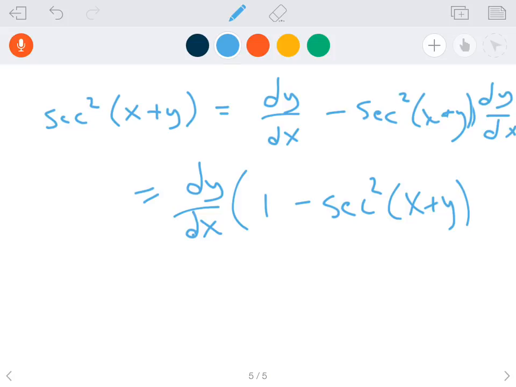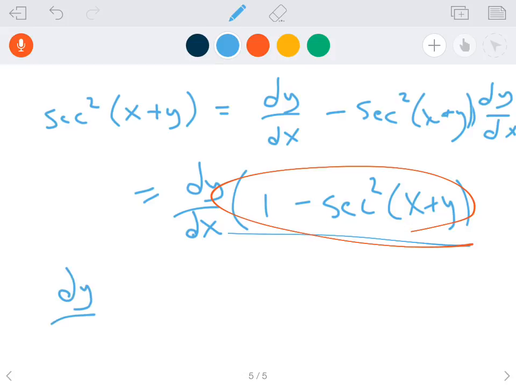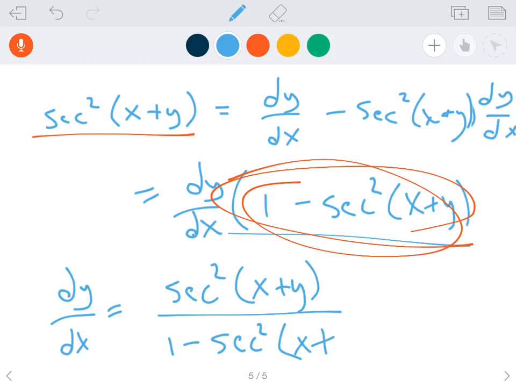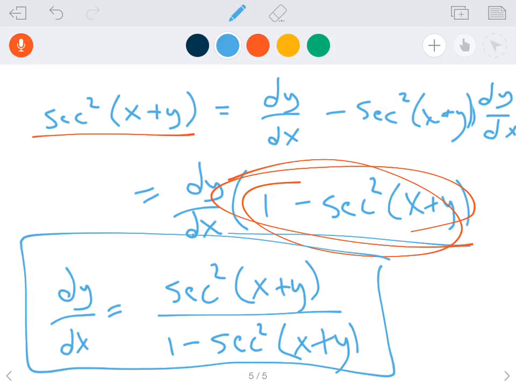And then I need to get dy dx by itself, so I'm going to divide both sides by this term, and that will leave me with dy dx equals this, secant squared of x plus y, divided by this, 1 minus the secant squared of x plus y. Sure looks like that should simplify, but let's leave well enough alone. I don't think we can simplify that. And that is my final answer.